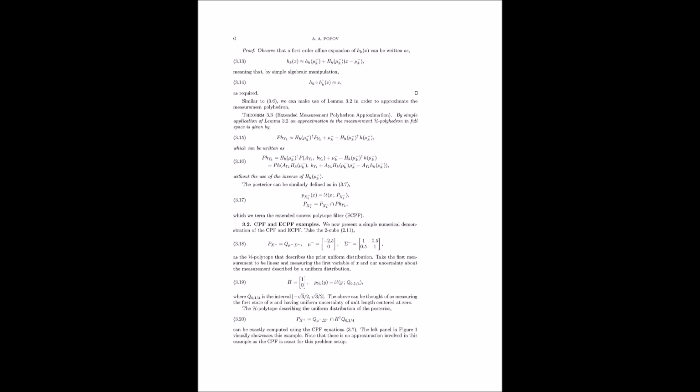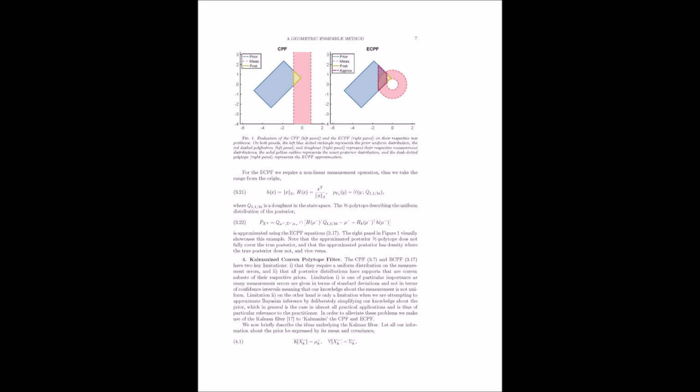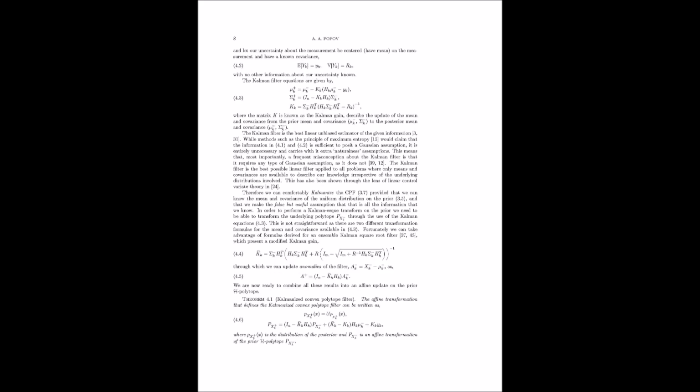Right. Okay. And then they introduce this concept of a Minkowski sum of two H polytopes. What is that exactly? Yeah, so the Minkowski sum is basically a way of combining two shapes. You can think of it as taking one shape and sliding it along the boundary of the other shape.